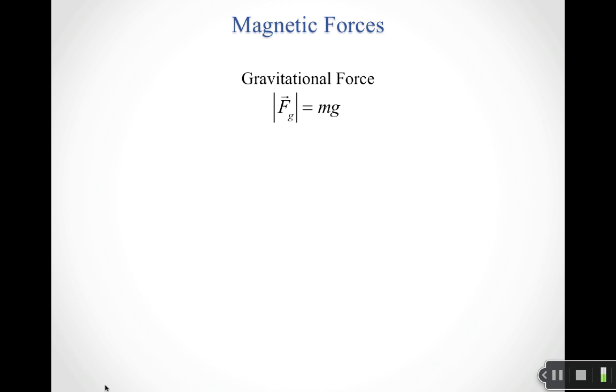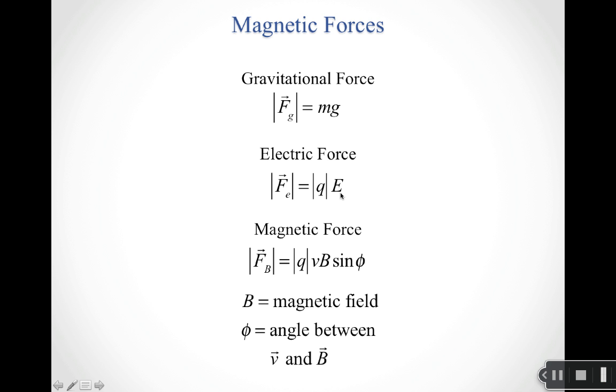to a field. So the first one, of course, is the gravitational force. And we said you get the magnitude of the gravitational force by taking the mass and multiplying it by the magnitude of the gravitational field. The electric force, we said you can calculate the magnitude of that by taking the absolute value of the charge and multiplying it by the magnitude of the electric field. And so what we're adding now is the magnetic force.